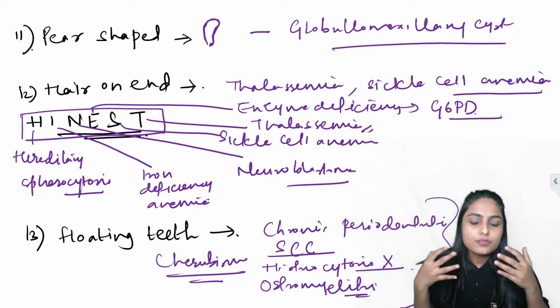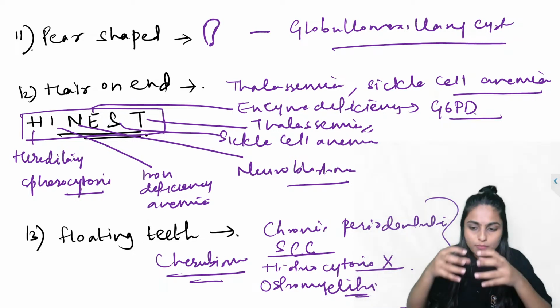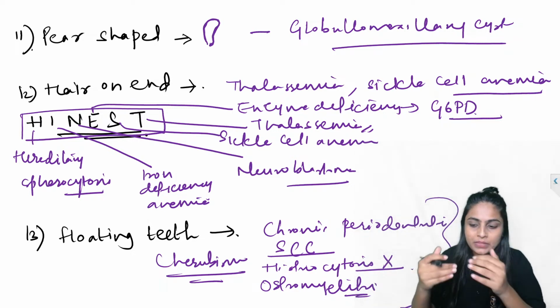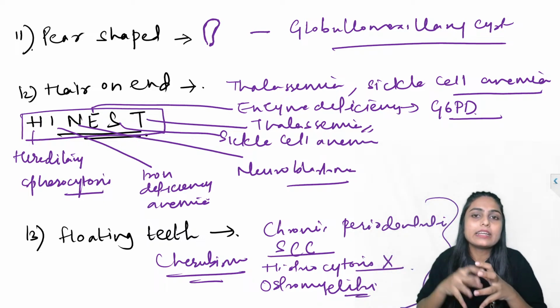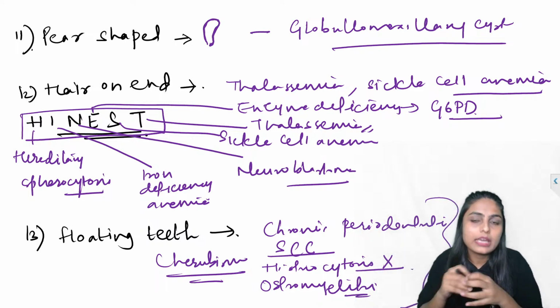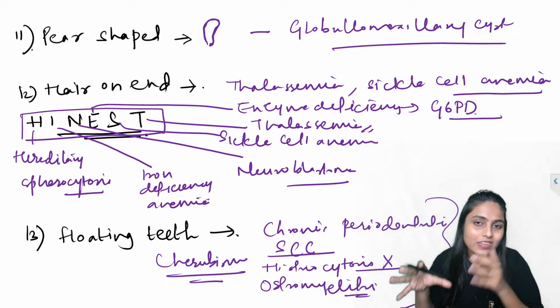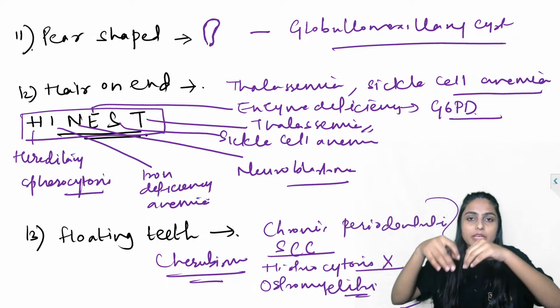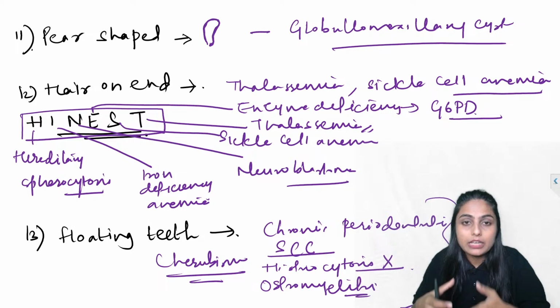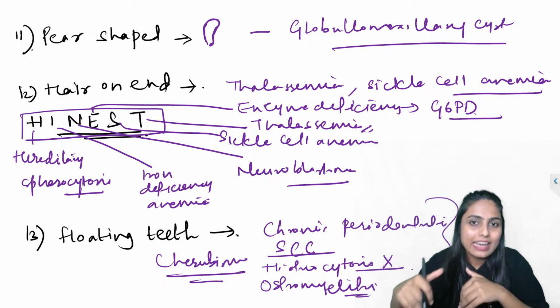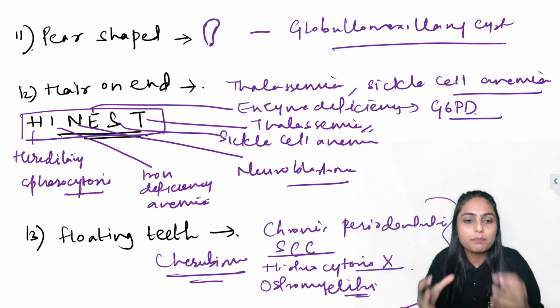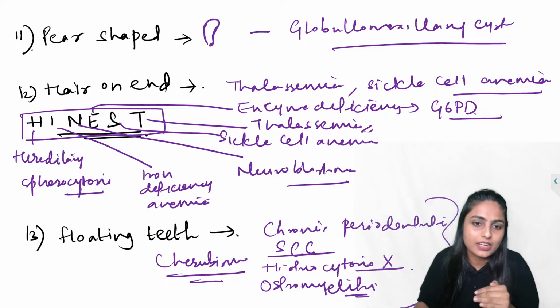Why is this floating teeth appearance seen? Because the bone is lost. The apical bone is completely resorbed and destroyed, and therefore the teeth appear to be floating in air. That appearance is seen in all of these conditions.